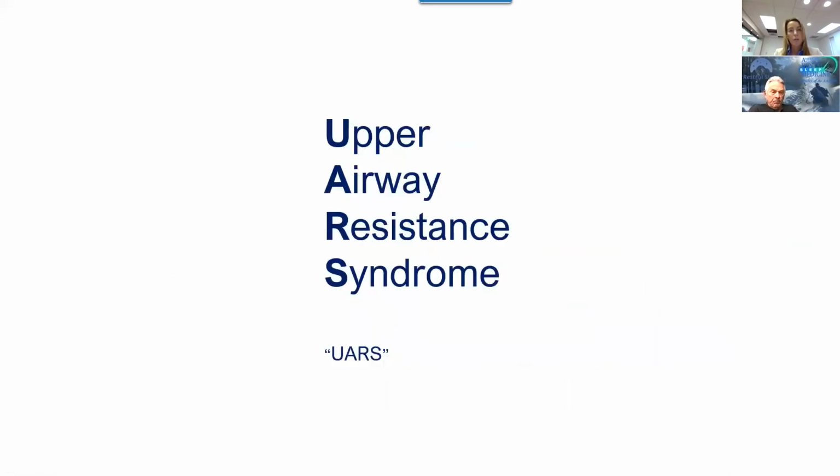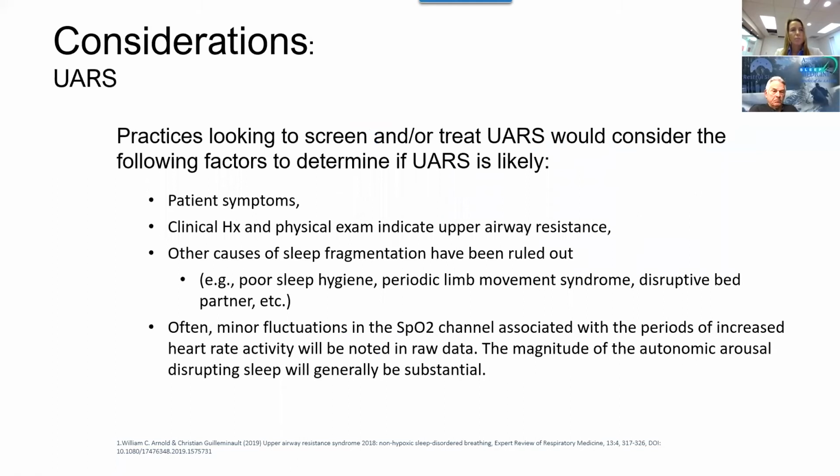Now, in the case of upper airway resistance syndrome, you may also have an RDI below 5. However, there's going to be other things that you can look for that may give you an indication of whether or not the patient may have an airway issue. Some considerations when you're looking to treat upper airway resistance syndrome is, first of all, you want to look at the patient as a whole. So taking into account their symptoms, their clinical history and physical exam should indicate upper airway resistance syndrome. You also want to look at other causes of sleep fragmentation and make sure that they've been ruled out.